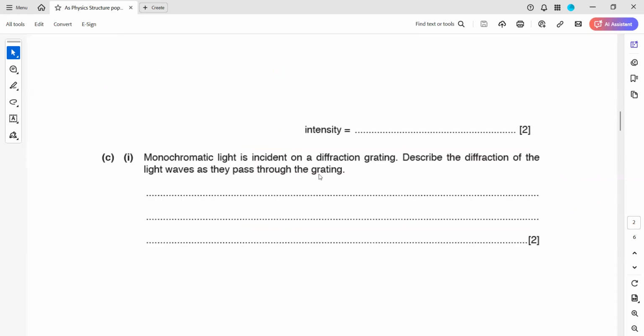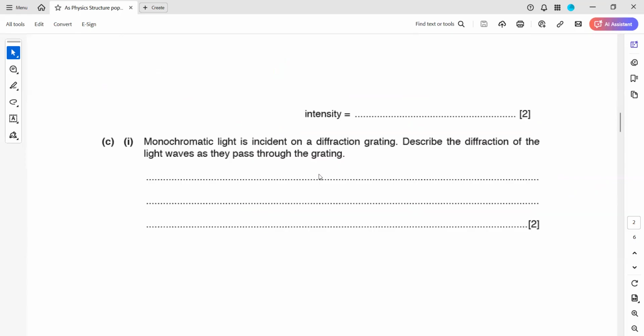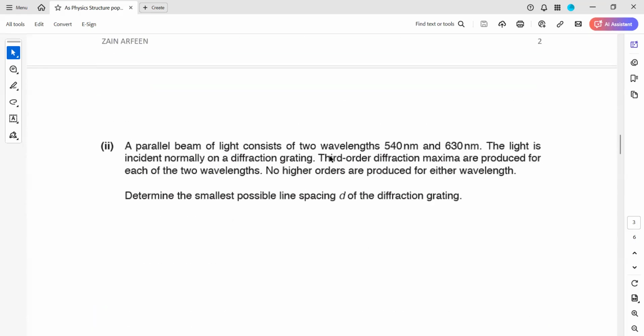In part C1, monochromatic light is incident on a diffraction grating. Describe the diffraction of the light waves as they pass through a grating. So what actually happens in diffraction? Diffraction is the spreading of the wave when it passes through a gap or a slit. We call that diffraction. As the wave passes through the slit, it spreads out, and it is maximum when the wavelength is approximately equal to the gap size.